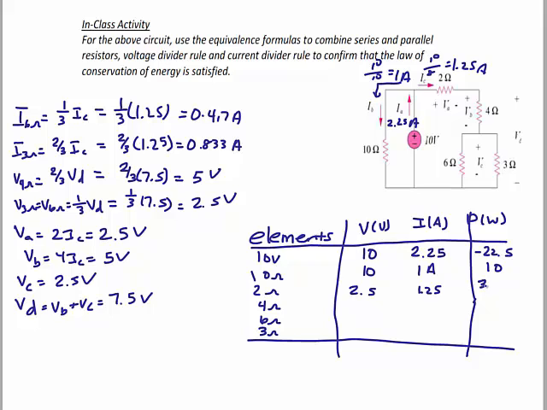it absorbs 3.125 watts. The 4 ohm resistor has a voltage of 5 volts and a current of 1.25 amps, so it absorbs 6.25 watts. The 6 ohm resistor had a voltage of 2.5, a current of 0.417, so it absorbs 1.0425 watts. And the 3 ohm resistor also has a voltage of 2.5, a current of 0.833, and it absorbs 2.0825 watts. When you sum the power, that does indeed equal 0. This concludes our discussion of series and parallel resistances, as well as the voltage and current divider.